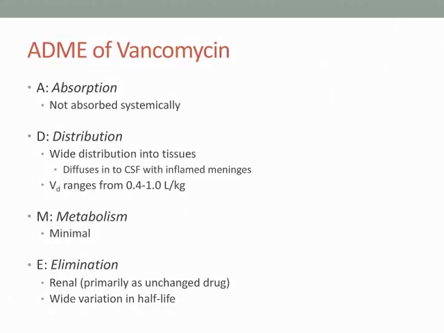Vancomycin doesn't undergo much metabolism. It's primarily excreted via the kidneys as unchanged drug. Because of its dependency on the kidneys for elimination, its half-life varies widely depending on the individual patient's renal function.